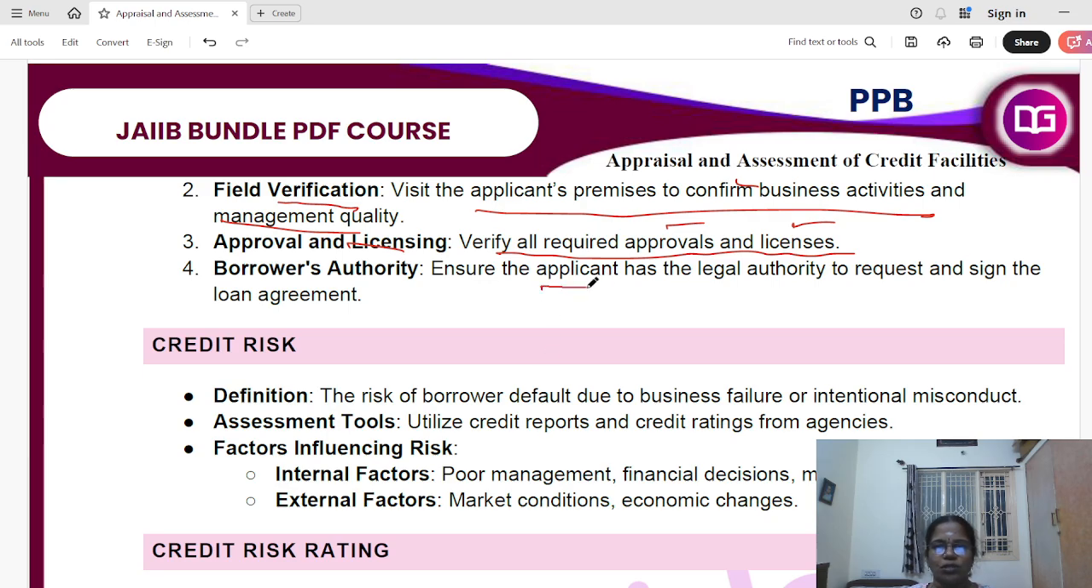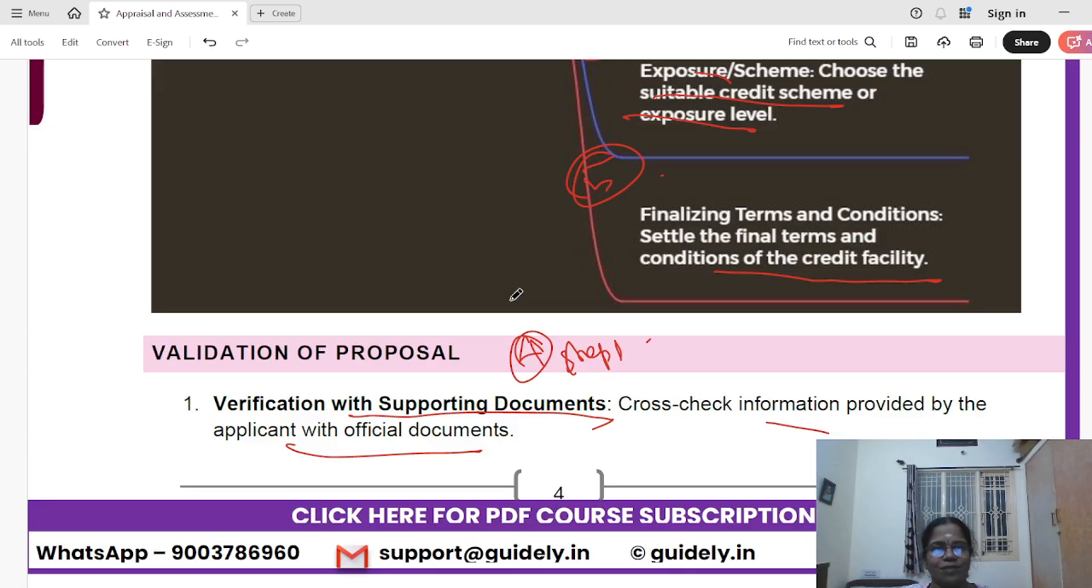Borrower's authority: ensure the applicant has the legal authority to request and sign the loan document. Ensure the applicant has the legal authority to sign the loan document. Why? Because such an applicant should not be convicted under any law. They should not have any cases against them, criminal or otherwise. Only then can they become eligible to be a borrower of a particular bank. So that is the borrower's authority. So there are 4 steps we discussed.